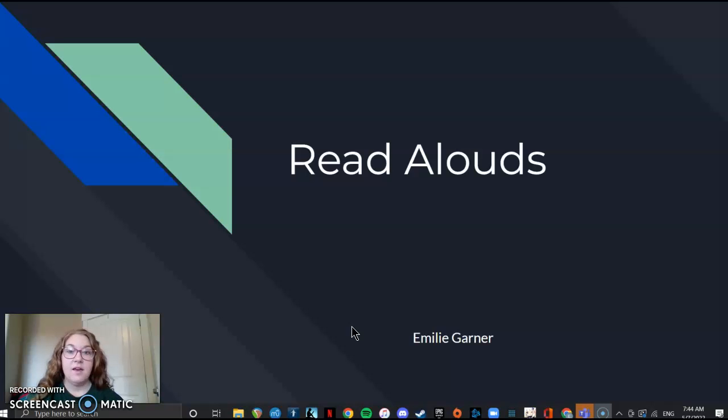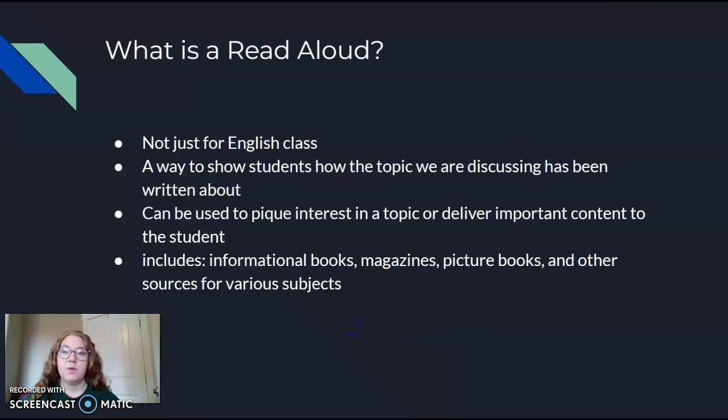Some of the key things to remember about read-alouds are they are not just for an English class. I feel like whenever we talk about read-alouds, the main thought is reading some huge novel in English. We're reading The Diary of Anne Frank, we're reading To Kill a Mockingbird, anything like that. But it's important to remember that read-alouds can be about any topic in any class. So this is simply a way to show students what the topic we're discussing is and how it's been written about essentially throughout history, but just written about in general.